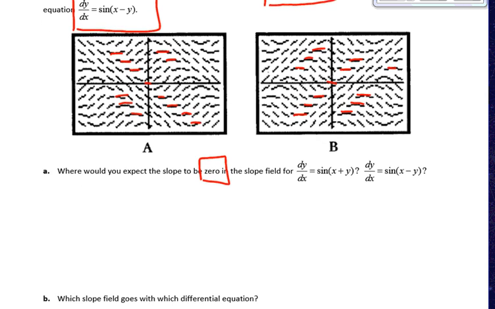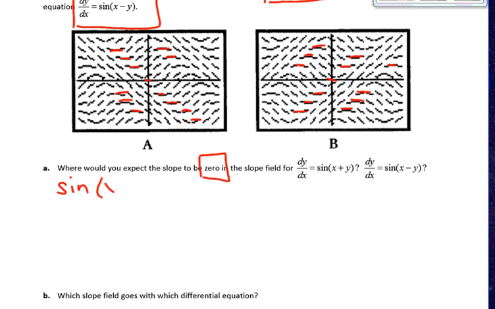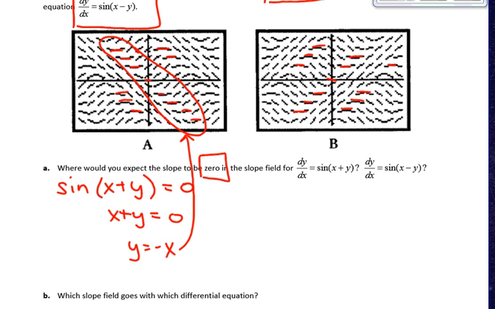So if I were looking at sine of x plus y, and I want the slope to be 0, I set that equal to 0. Then I think, okay, when is sine equal to 0? The easiest one to think of is when the argument's equal to 0, so when x plus y equals 0. Obviously, there are a lot of points that make x plus y equal 0, but in general, if we solve for y, you get y equals negative x. So when y equals negative x, you have a slope of 0. You can actually see that here. That looks like the line y equals negative x. So along those points, you have a slope of 0 when y is equivalent to negative x.